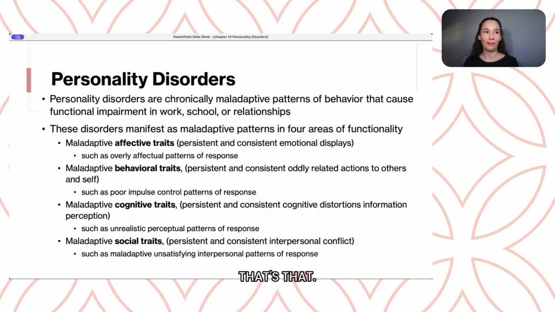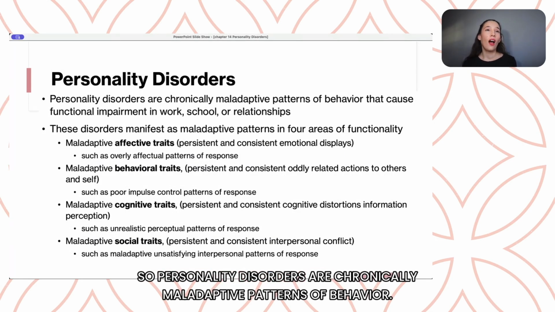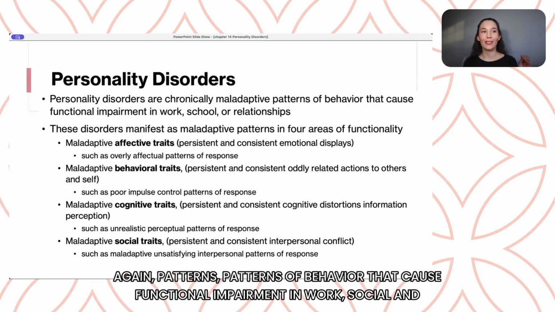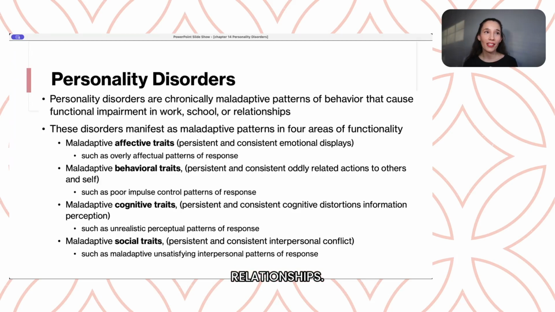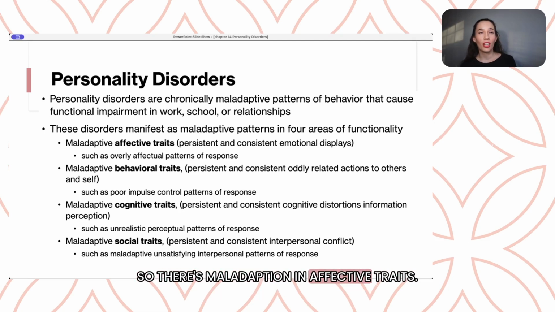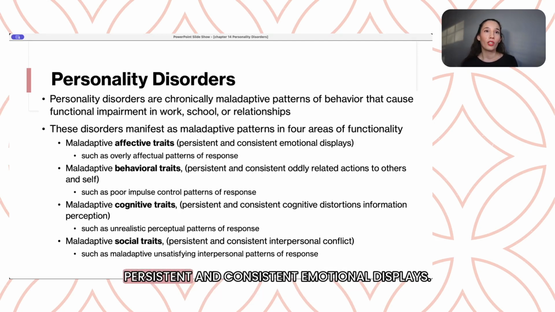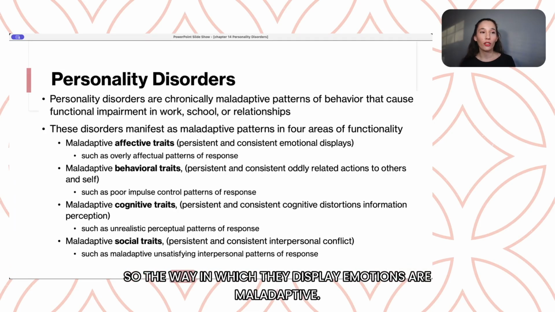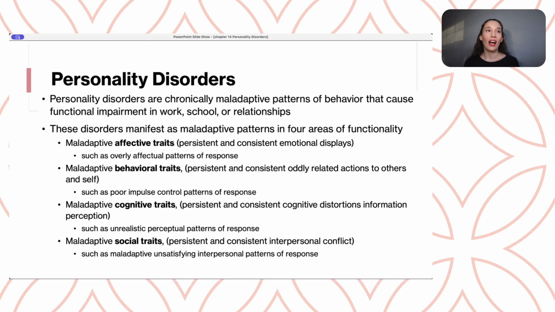So that's that. All right. So personality disorders are chronically maladaptive patterns of behavior. Again, patterns of behavior that cause functional impairment in work, social, and relationships. These disorders manifest as maladaptive patterns in 4 areas of functioning. So there's maladaptation in affective traits. So persistent and consistent emotional displays. So the way in which they display emotions are maladaptive.